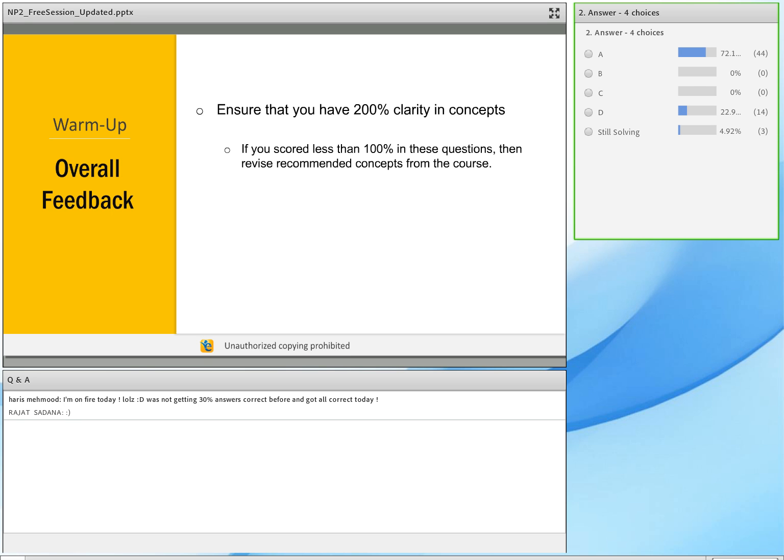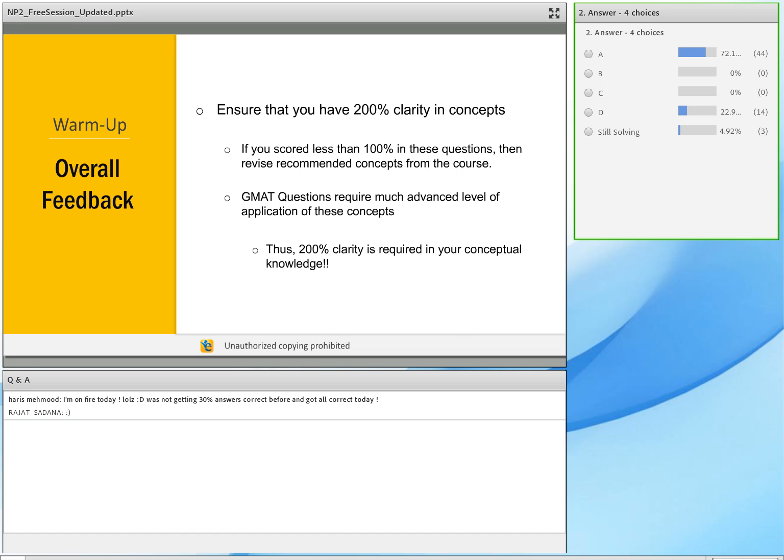The reason why we did that was because we want to make sure that you know the basics. And if you made a mistake in any of these questions, then make sure you go to the free trial, you revise the recommended concepts, and not just primes 1, but essentially go through primes 2, 3 as well. And in fact, if you want to do a refresher in primes, those 3 videos will do a great job in helping you get started. When it comes to the real GMAT questions, they require a much more advanced level of application, which we're going to really see moving forward.